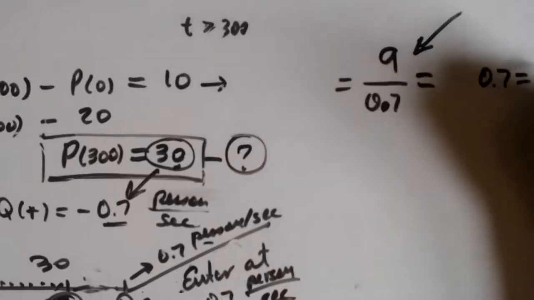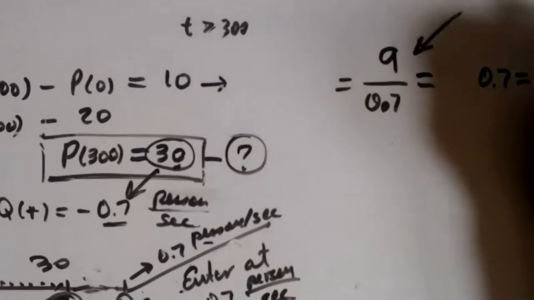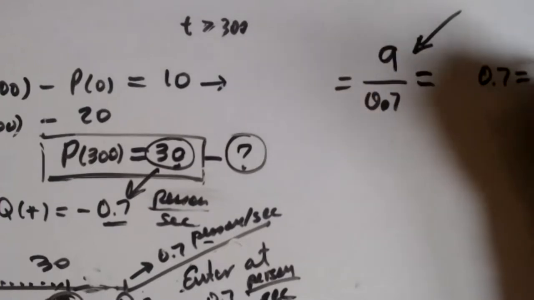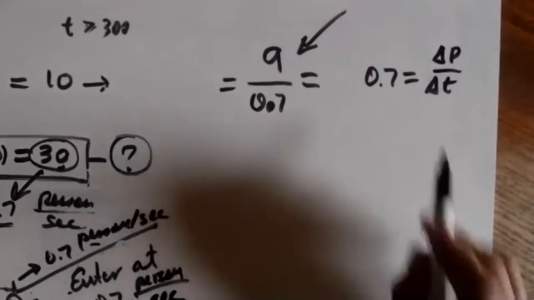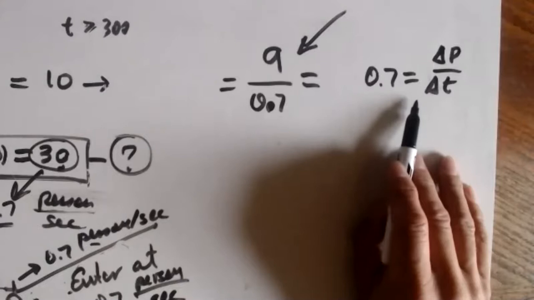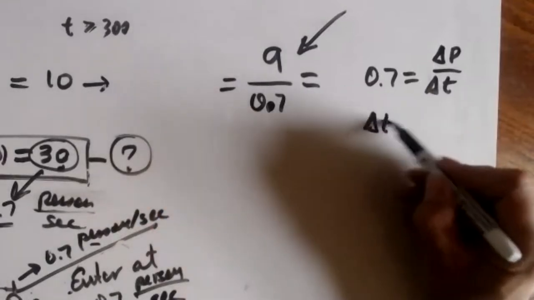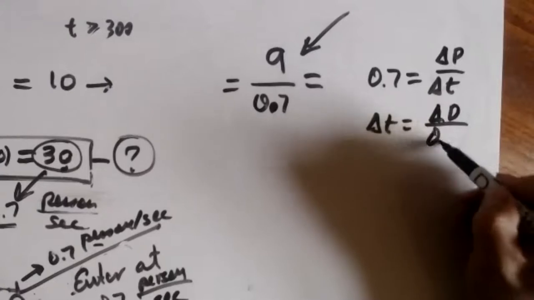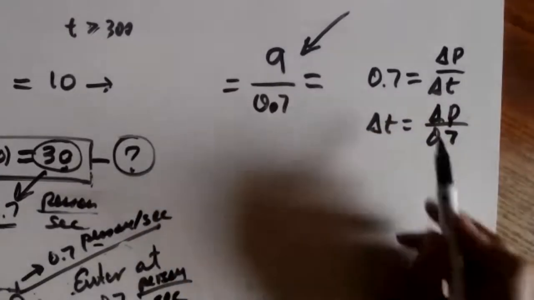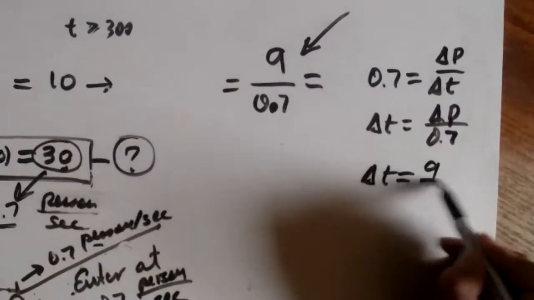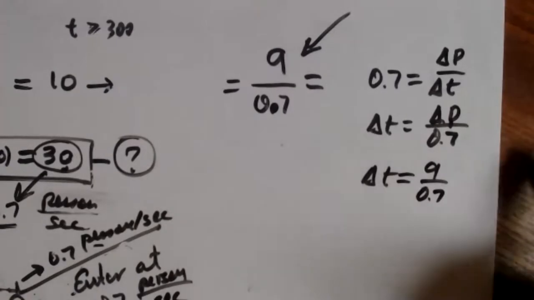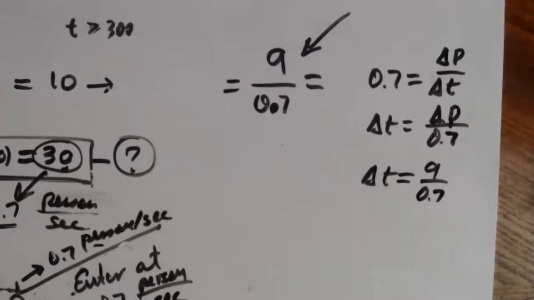I did 9 over 0.7 to see how many seconds it would take for 0.7 persons per second to be 9 people. Okay, so you are talking about a question like this, right? Here delta t is delta p over 0.7, correct? Delta p is the number of persons entered. This is the 9. Delta t is 9 over 0.7. You like the reasoning? It's clear?